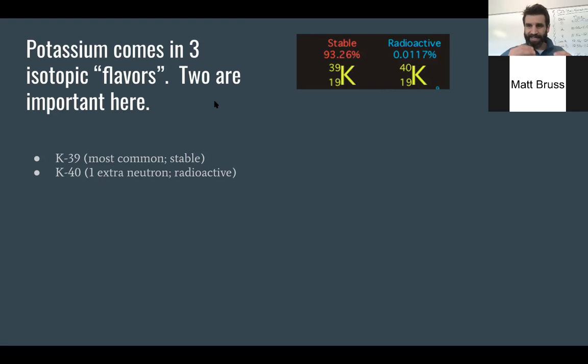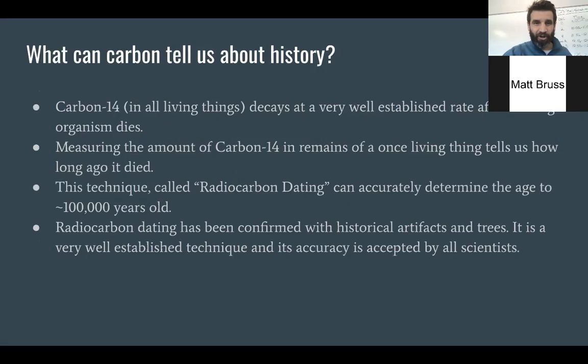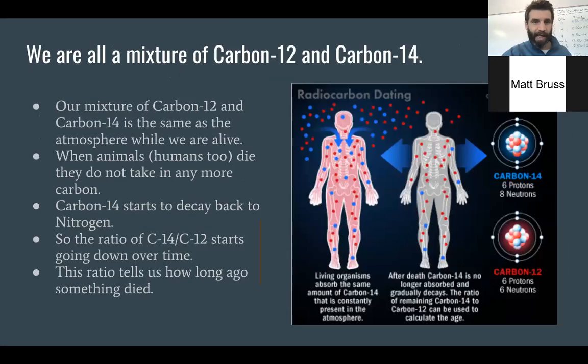Iso sort of meaning the same. They're the same, but they're slightly different. It comes in potassium 39 and potassium 40. Both versions of potassium have 19 protons. That's what makes potassium potassium. It has 19 protons, and I'll quickly show you that, so you don't think I'm a liar here.